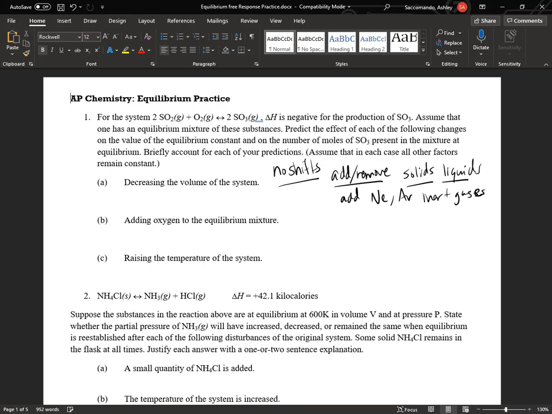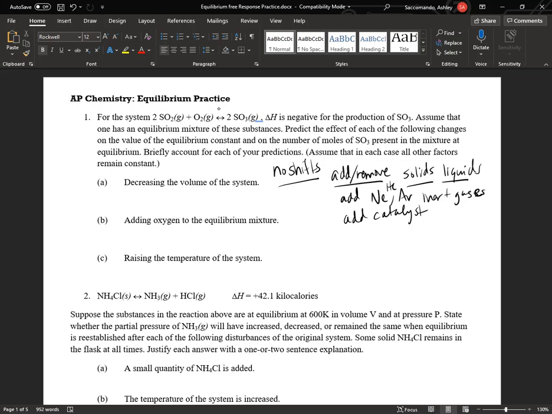What else is a no shift? There's another one that I can think of. Catalyst. Yes. Adding a catalyst. That's a no shift. Good, right? Helium's a noble gas too. Any of those inert gases, right? All right. So these are all no shifts. These are all the ones they try to trick you with, right?